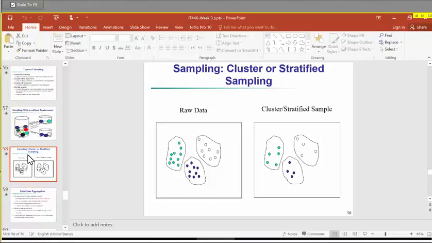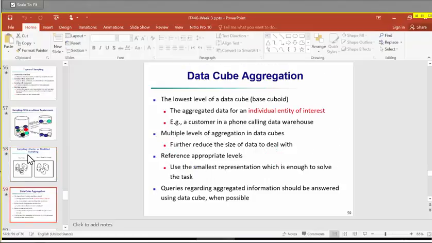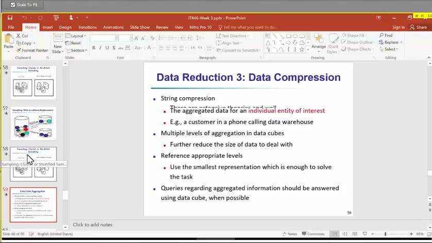Okay. As you can see, there is raw data, you have made some different parts, and from each part you now have a cluster or stratified sample of that portion, the region of the data. Okay, data cube aggregation, we will have a complete lecture on data cube, so we'll just go through it now.